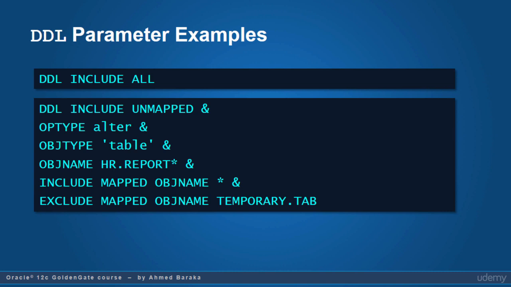I just would like to remind you that if you want to assign a multi-line value to a parameter, each line must end with an ampersand. This rule doesn't apply to the MAP and TABLE parameters.